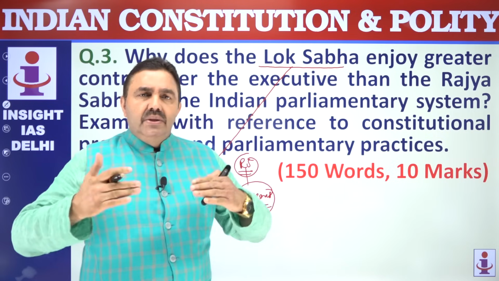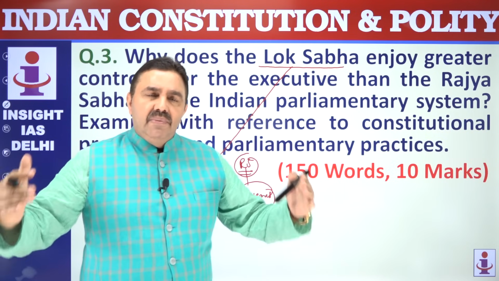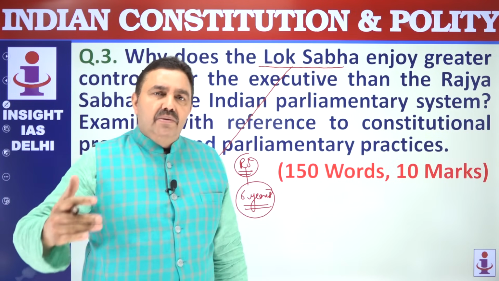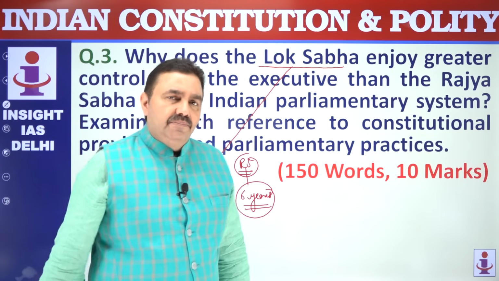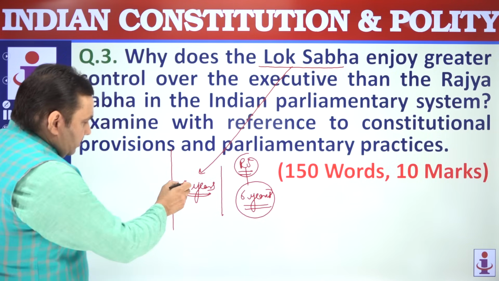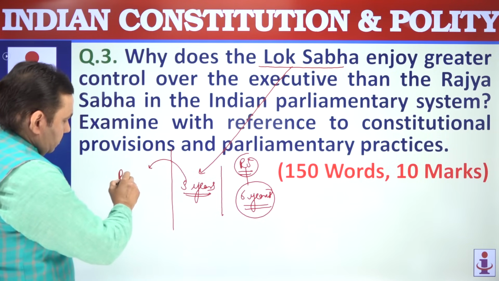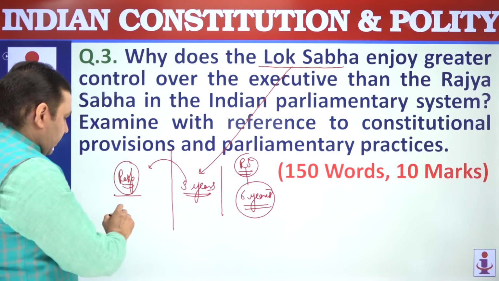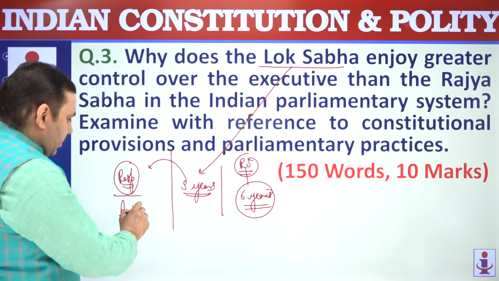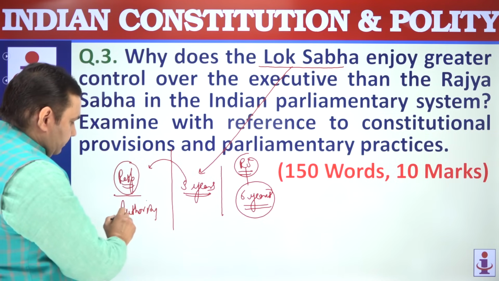Since Lok Sabha is directly elected, Lok Sabha members are directly accountable to the people of their constituency. They have to get votes from their constituency. They have to meet the people on the ground directly. They represent a particular specific geographical area. Their responsibilities are more. Once their responsibilities are more, they have greater authority in parliamentary democracy.